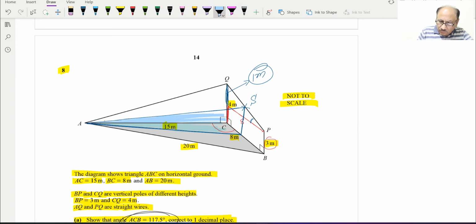I'm trying to clear your concept because three-dimensional diagrams are a little difficult to understand, so your concept needs to be clear so that you can solve the questions, unseen questions in exam.